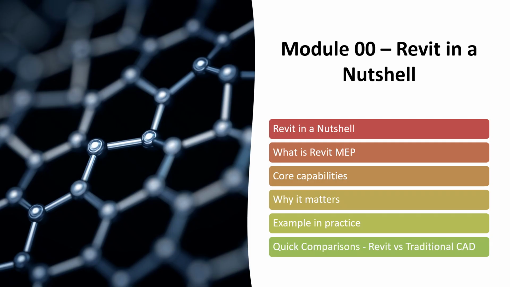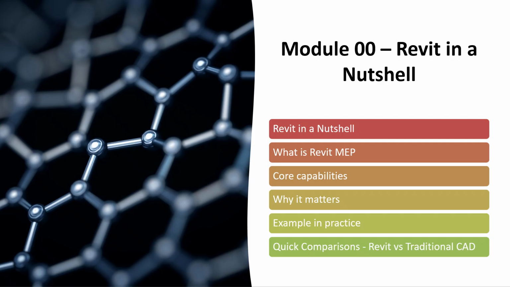We'll also look at an example in practice showing how Revit MEP supports real-world coordination between disciplines from duct routing to electrical panel placement. Finally, we'll do a quick comparison between Revit and traditional 2D computer-aided drafting. 2D computer-aided drafting is line-based and static. Revit is object-based and dynamic. In Revit, a change in one view updates across all views, saving time and reducing risk.